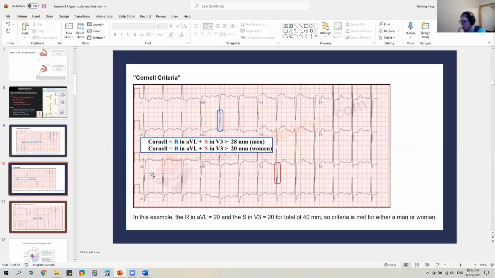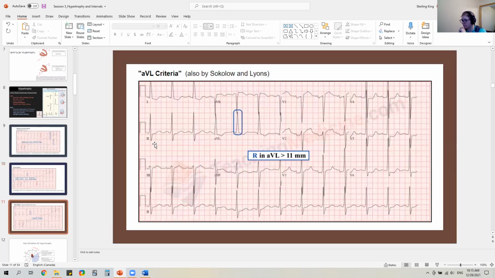Versus over here, this is another criteria that you could use for left ventricular hypertrophy. I haven't used this one as much when I was practicing in cardio block, but it is another possible one. You look at the S in V3 and the R in AVL. So S in V3, 1, 2, 3, 4. And then over here for AVL, 1, 2, 3, 4. So that's 8. And here it says we only need about 4 or 5 boxes. So well over the criteria.